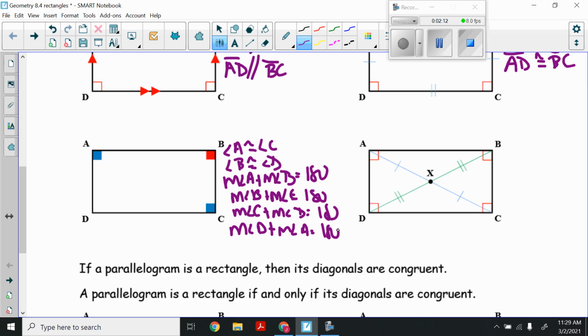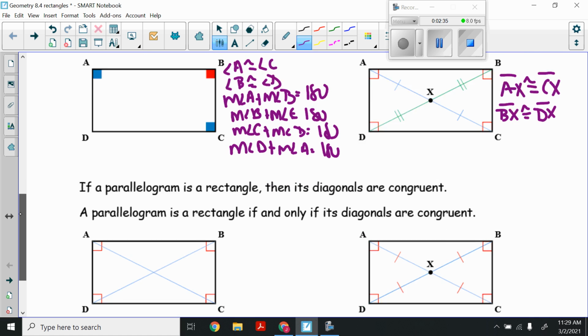Then we also know that the diagonals bisect each other. So AX has to be congruent to CX, and BX has to be congruent to DX. So now we know that a rectangle has all of the same properties as a parallelogram, and it has four right angles. So now let's talk about some more properties that a rectangle will have.